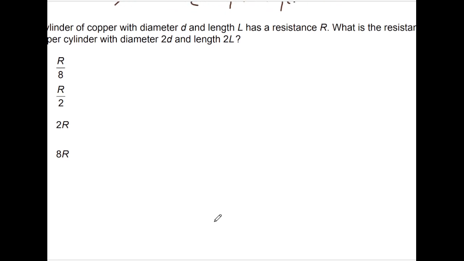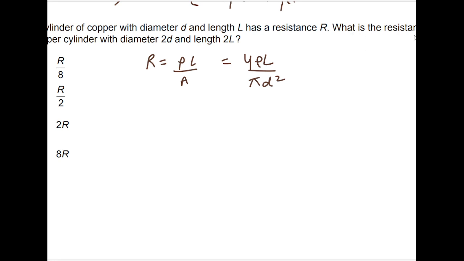Question number 16. A cylinder of copper with diameter D and length L has a resistance R. So I can say resistance is equal to rho L upon area, that is length upon area. Because they are talking in terms of diameter, I can write the area as pi d square by 4, which goes here. So this is the resistance of this copper cylinder.